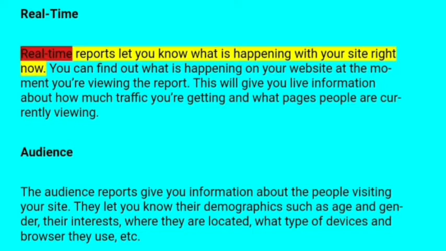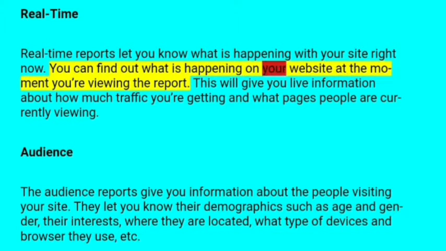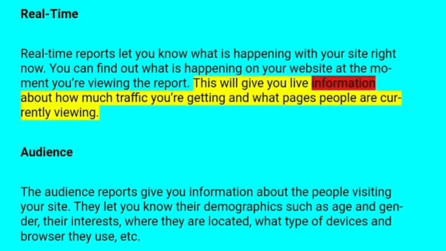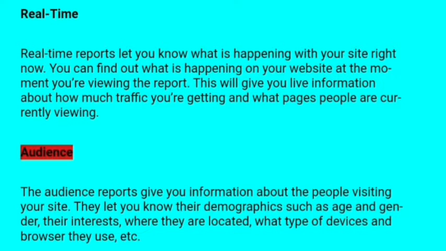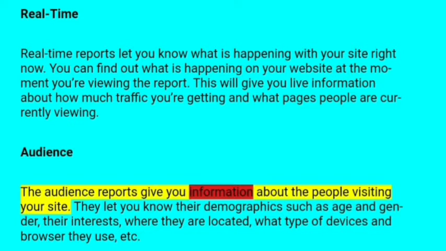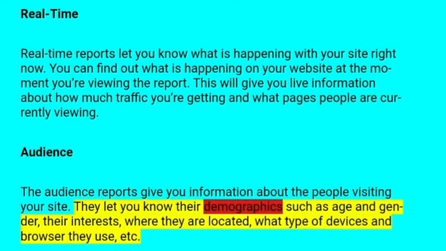Real time. Real time reports let you know what is happening with your site right now. You can find out what is happening on your website at the moment you are viewing the report. This will give you live information about how much traffic you are getting and what pages people are currently viewing. Audience. The audience report will give you information about the people visiting your site. It lets you know their demographics such as age and gender, interests, where they are located, what type of device and browser they use, etc.